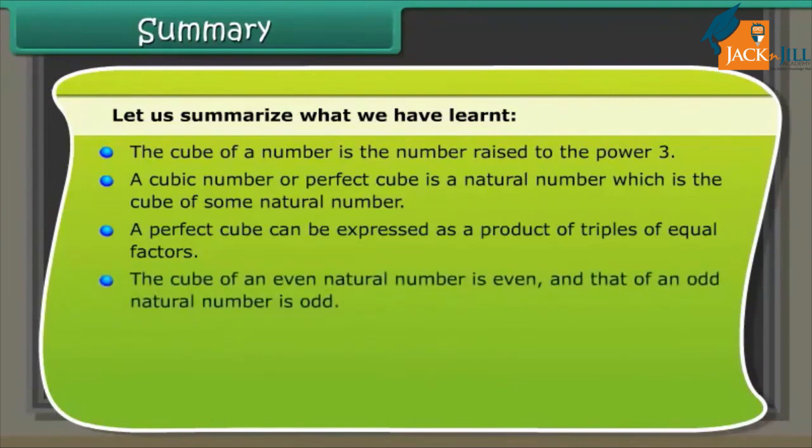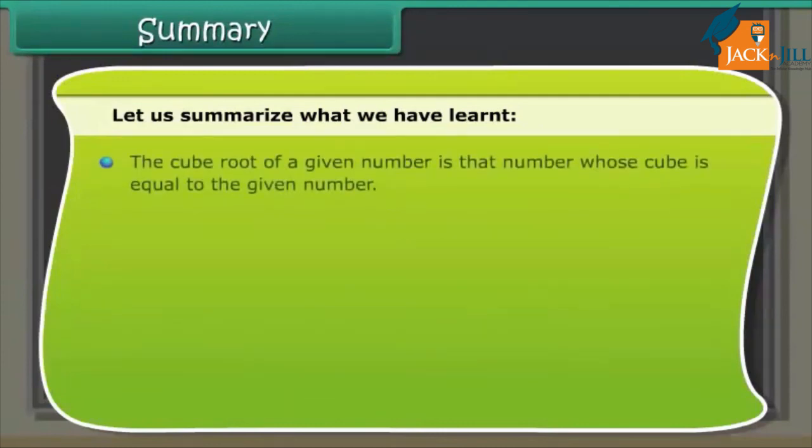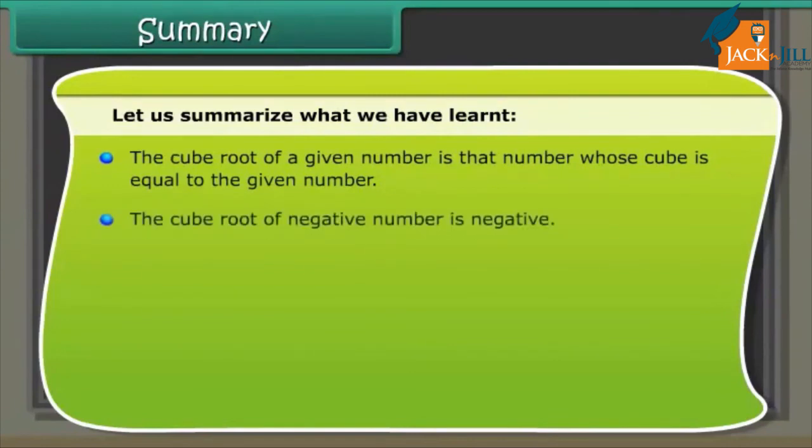The cube of an even natural number is even, and that of an odd natural number is odd. The cube of a negative integer is negative. The cube of a rational number a/b is (a/b)³, which is equal to a³/b³. The cube root of a given number is that number whose cube is equal to the given number. The cube root of a negative number is negative.